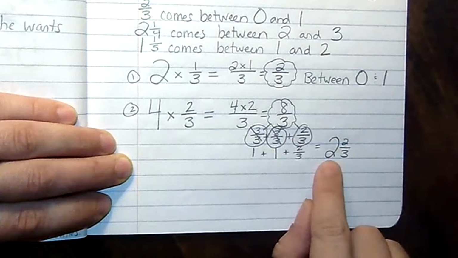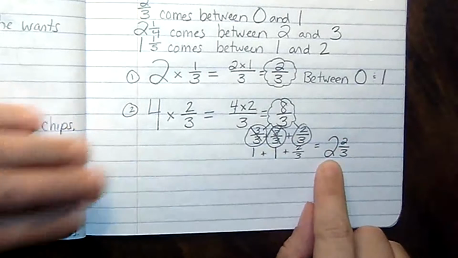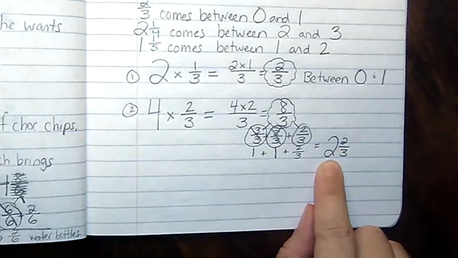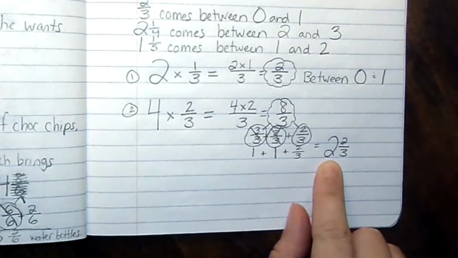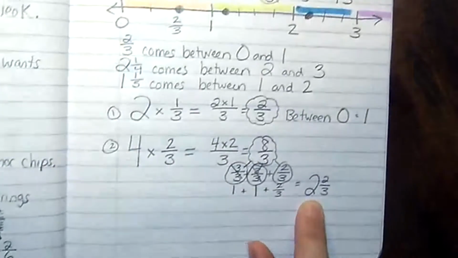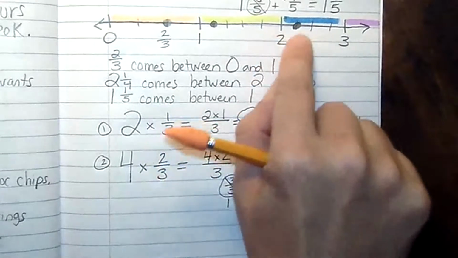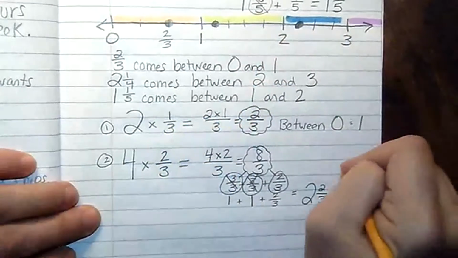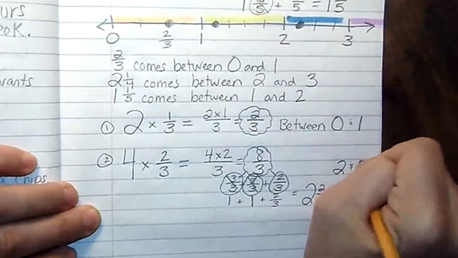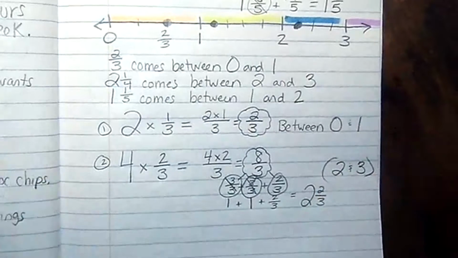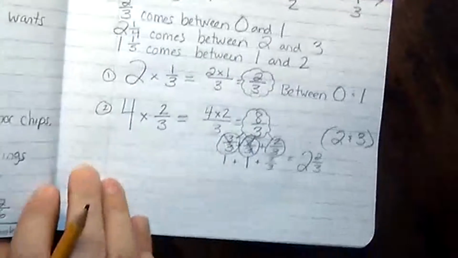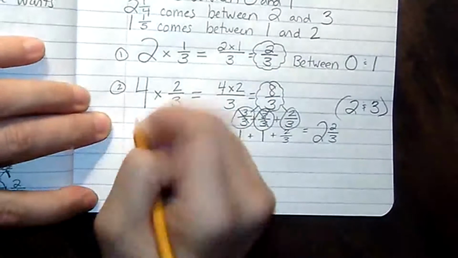If you have a number like 2 and 2/3, between what two numbers does your answer lie? 2 and 2/3. Go back up to our number line. 2 and 2/3 would be right in this blue section. It would be between 2 and 3. Good work.